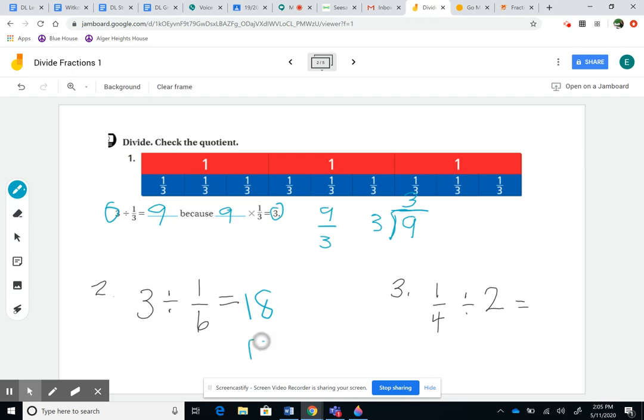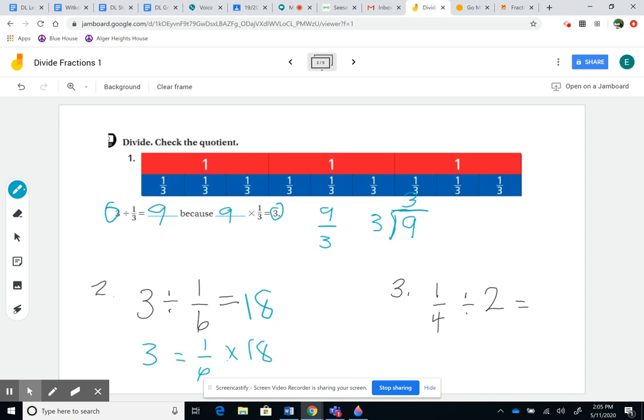So if we went backwards, it would be 18 times 1/6 equals 3. Okay, remember, multiplication and division are inverse operations, so you should be able to do one forward and then the other one backwards, and they should give you the same number groups.